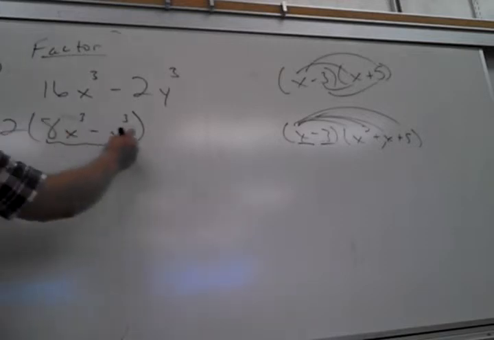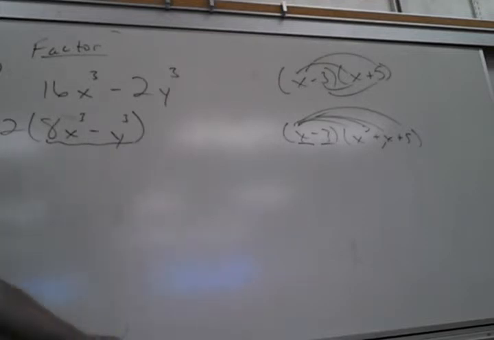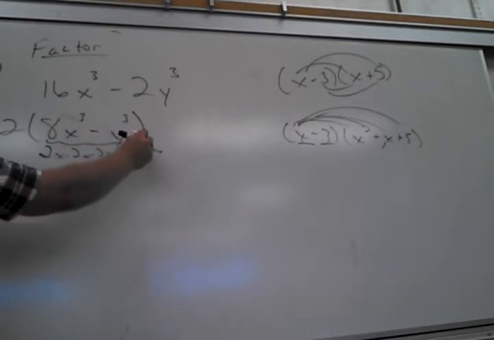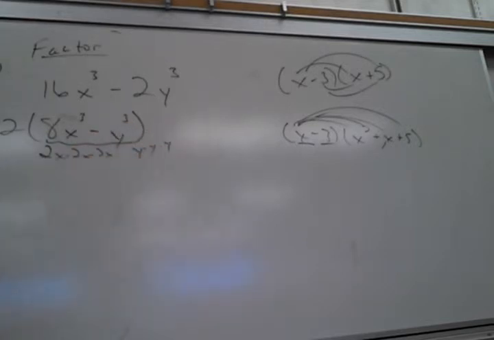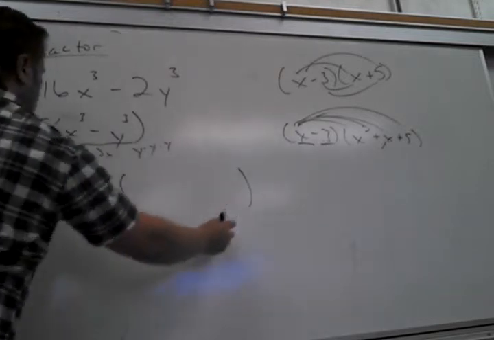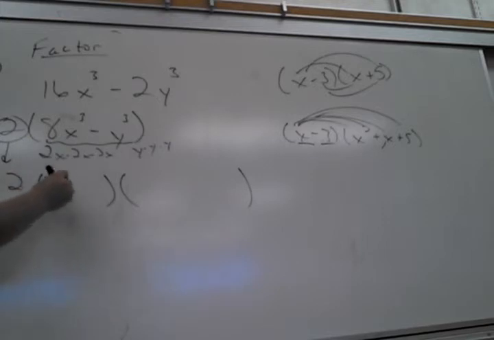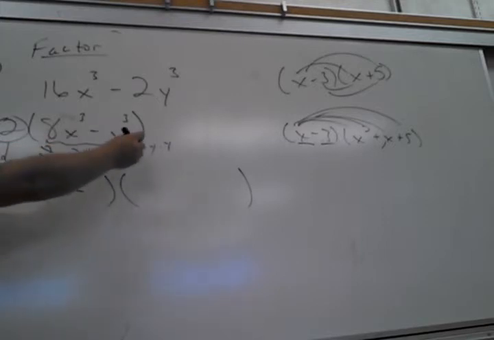And then this, of course, is a difference of cubes. The cube root of 8x cubed is 2x, 2x, 2x. Y cubed is y, y, y. So then you can build your little dude, big dude. Don't forget that dude there. He's got to come for the ride. Little dude, big dude. 2x minus y.